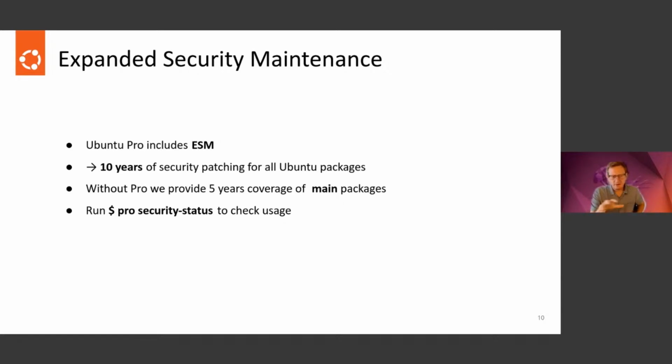If you want to see if you're using any packages from main or universe, there's this pro security-status command which lists how many packages you're using from the different repository endpoints. So even if you don't need FIPS or STIG, Ubuntu Pro is a great choice for tip-top security, because it makes sure that every single package within your Ubuntu ecosystem is covered for 10 years.